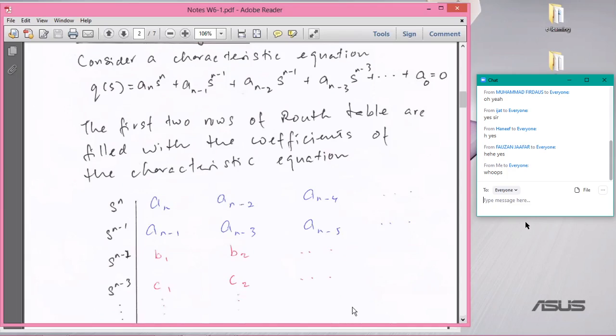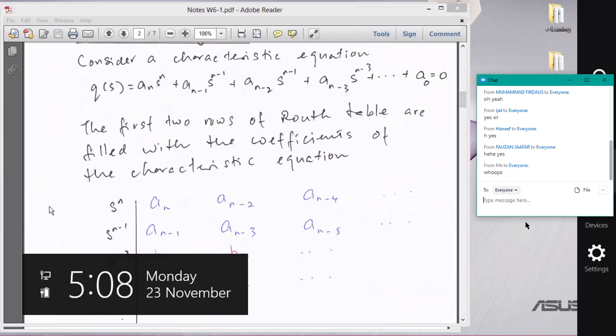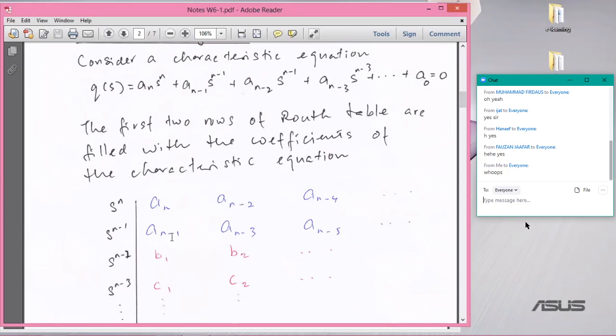Okay, so the first two rows of the Routh table, so this is the Routh table. The first two rows are filled in using the coefficients of the polynomial. If the characteristic equation is nth order, then you're going to have n rows, starting from s to the power of n, and going down to s to the power of 0.